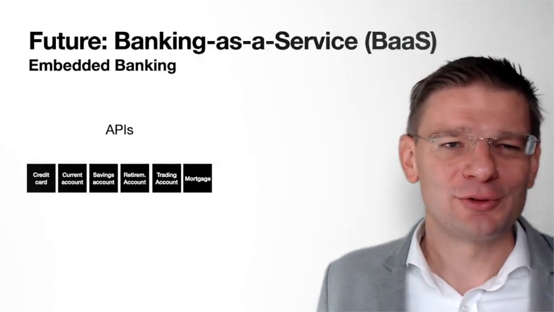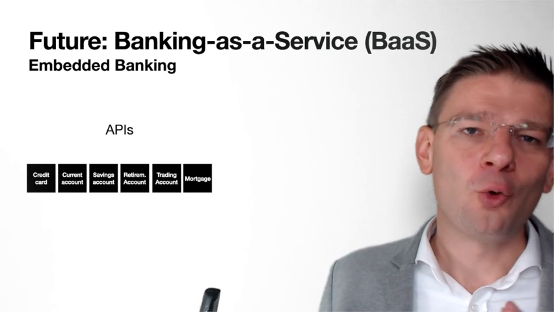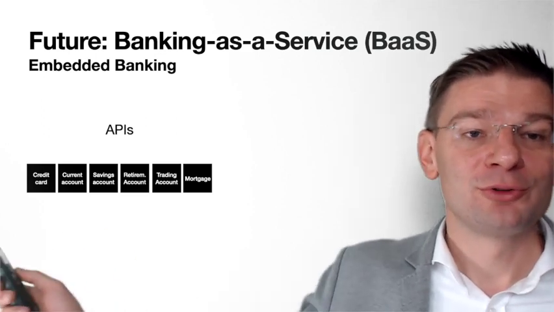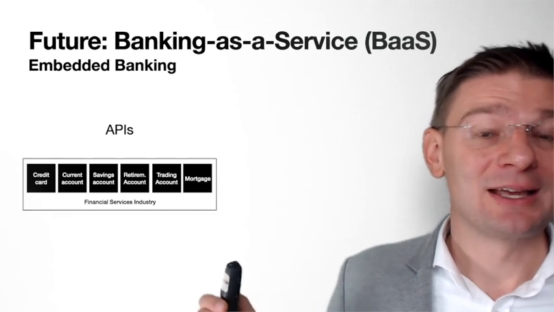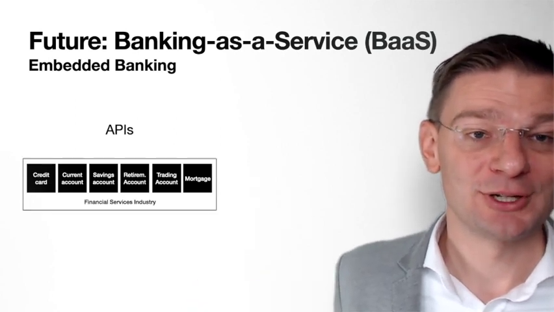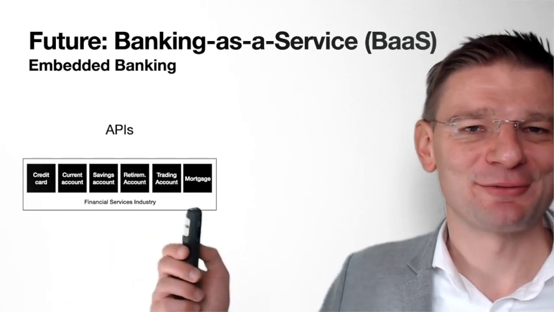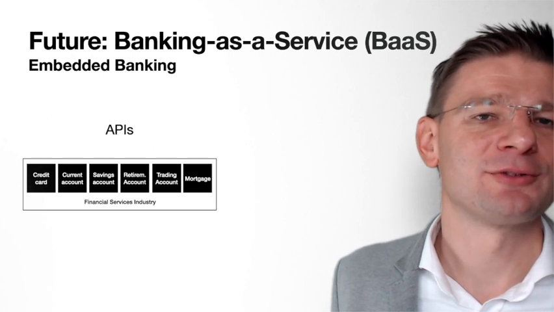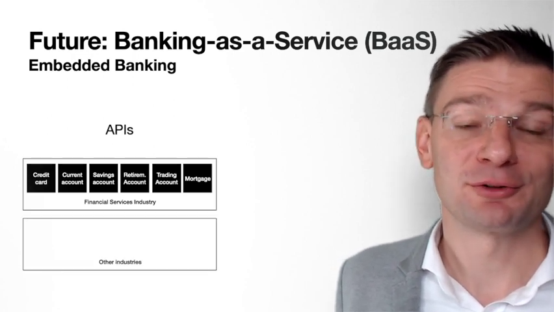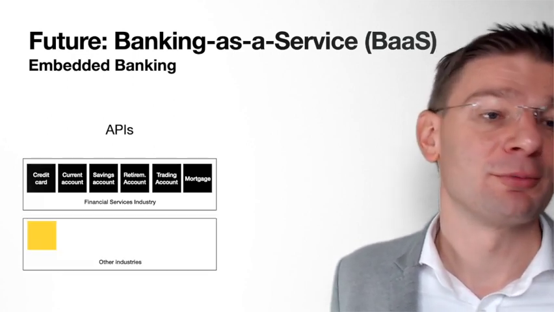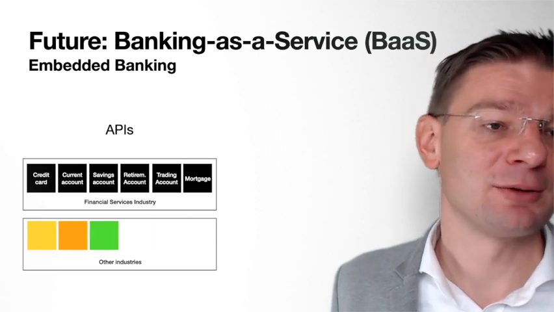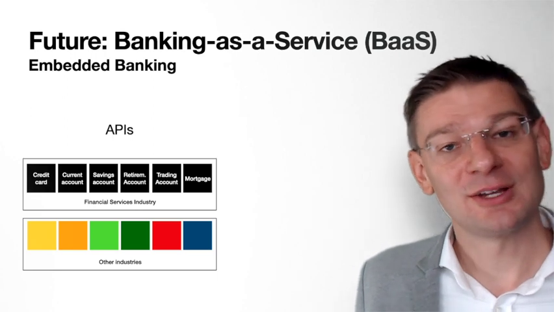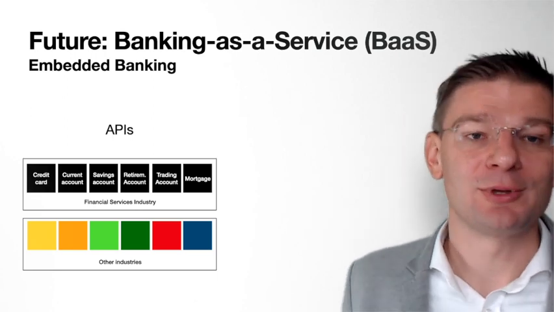So if we look into the future, we start where open banking has kind of left off. We start with all those APIs that open banking and open finance has produced. So those are the APIs of the financial services industry. And now, these are not the only APIs on the market. We also see APIs from other industries. So for example, from logistics, insurance, accounting, business management, communication, transportation, all these different industries also produce APIs.